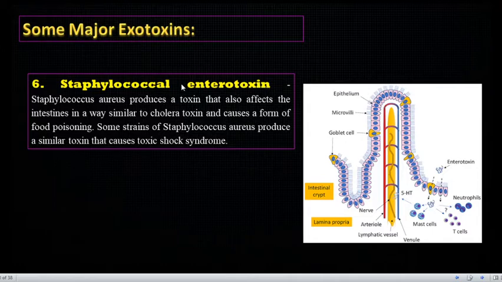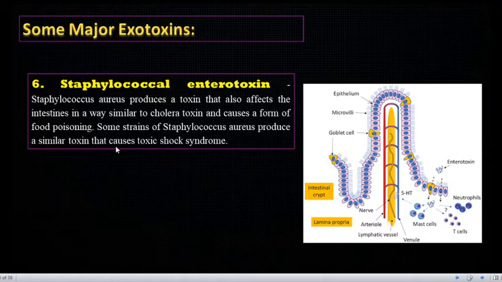So, the same pa rin, it attacks the digestive system. Your Staphylococcus aureus is the one producing your Staphylococcal Enterotoxin that also affects the intestines in a way similar to the Cholera Toxin and causes a form of food poisoning. So, hindi diarrhea yung sa kanya. May kasama ng food poisoning. So, some strains of your Staphylococcus aureus produce a similar toxin that causes toxic shock syndrome.